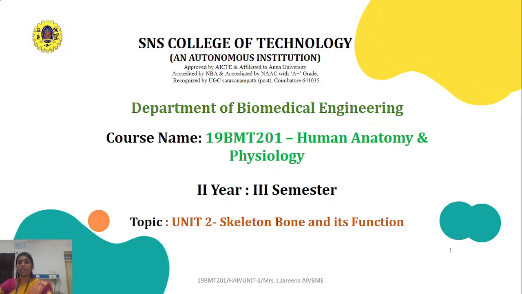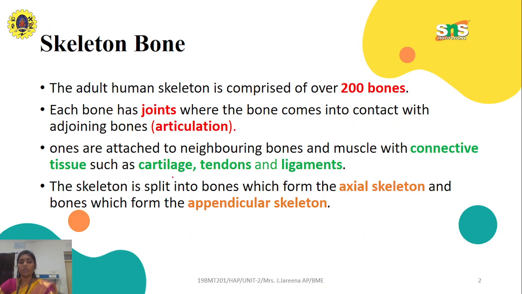Hi all, in today's class we are going to discuss the topic of the skeletal bones and their function. As we all know, the adult human skeleton consists of 206 bones. That is 200 skeleton bones plus 6 auditory ossicle bones, which are the malleus, stapes and incus. These are the bones present in the middle ear. So 3 bones in the left ear and 3 bones in the right ear. So in total we will have 206 bones in the body.